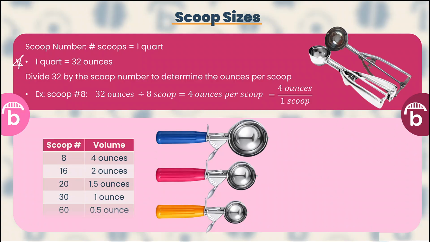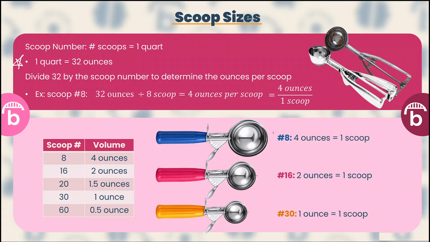So for example, the number 8 scoop, to find the number of ounces in that scoop, we divide 32 by the scoop number. 32 divided by 8 equals 4. So there's 4 ounces per scoop. And the number 16, well, if you take 32 and you divide it by 16, you'll get 2 ounces per scoop. And then the 30 scoop has about 1 ounce per scoop, because if you take 32 ounces and you divide it by 30, you'll come out with approximately 1 ounce per scoop.